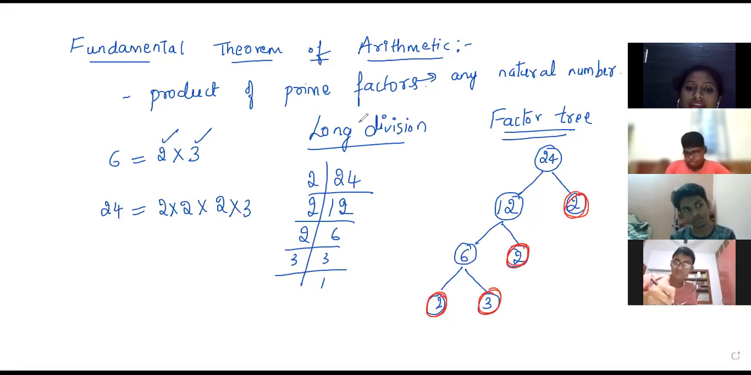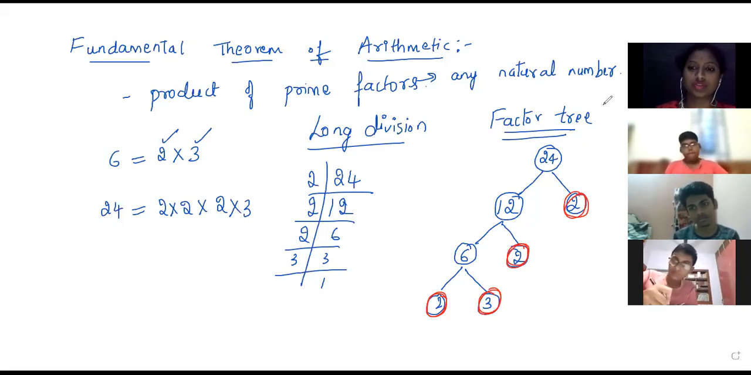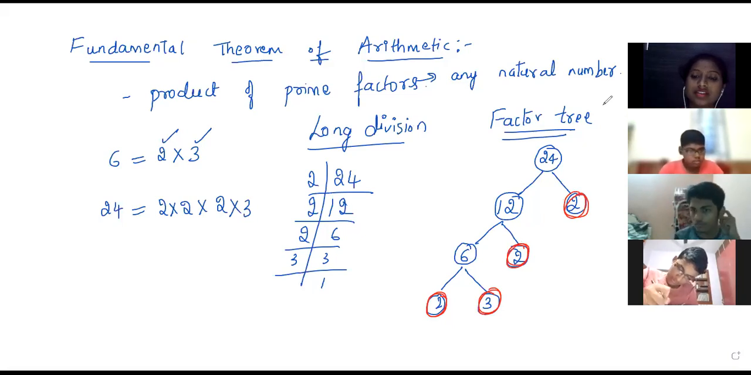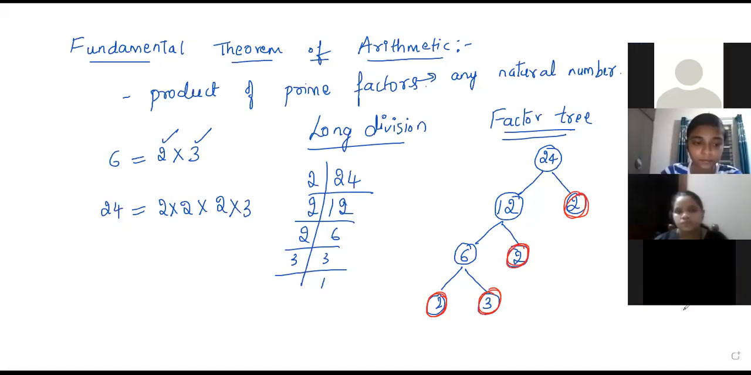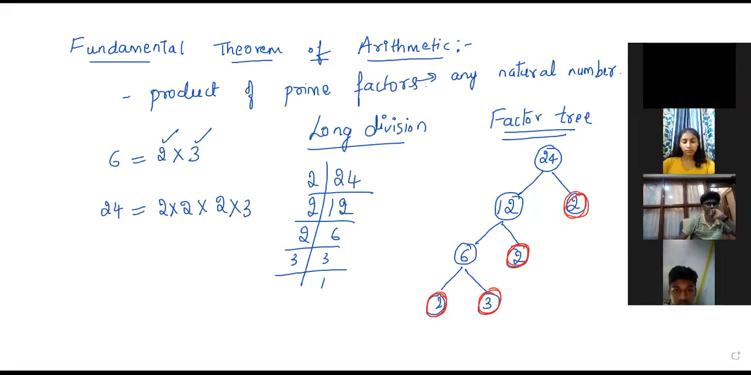Understood? So I've got mainly two methods, long division and the factor tree method. You can choose whichever you feel is easy. Any doubts with both the methods? Want me to explain again? No, ma'am. Arpita, Inshara, Mohammed, Ruti, Mohammed, I can't see you.